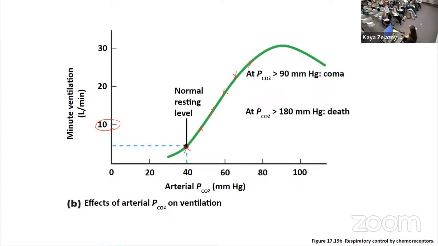This is because if your partial pressure of carbon dioxide reaches 90, you are going to go into a coma. If it gets up to 180, you are probably going to die. So your body is going to respond to carbon dioxide changes really quickly. We really need to prevent dramatic changes to carbon dioxide levels, whereas with oxygen levels we had more wiggle room. So the chemoreceptors are really responsive to carbon dioxide specifically.